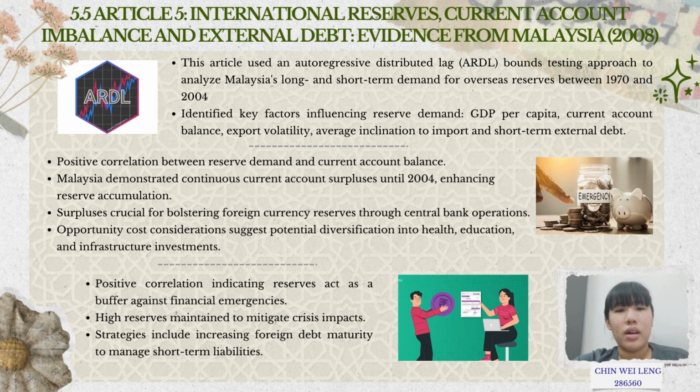The study found a positive correlation between the reserve demand and the current account balance, with Malaysia demonstrating continuous current account surplus until 2004. These surpluses were crucial for boosting foreign currency reserves through central bank operations. The article suggests diversifying reserves into strategic investments like health, education and infrastructure. The demand for international reserves also shows a positive correlation with short-term external debt, suggesting the government keeps high reserves as a safety measure against financial emergencies.